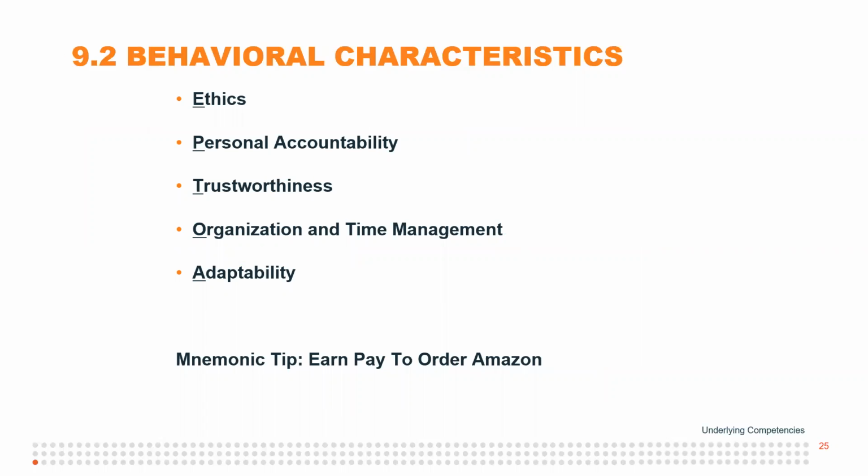I had a mnemonic tip for this one. If you take the first letter of each first word, it spells EPTOA: earn pay to order Amazon. I'm not suggesting that everyone should spend all their money on shopping at Amazon, but that's the mnemonic tip.